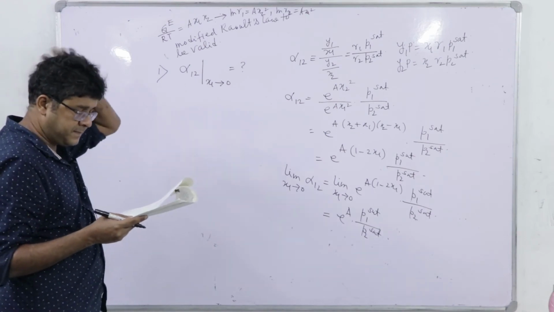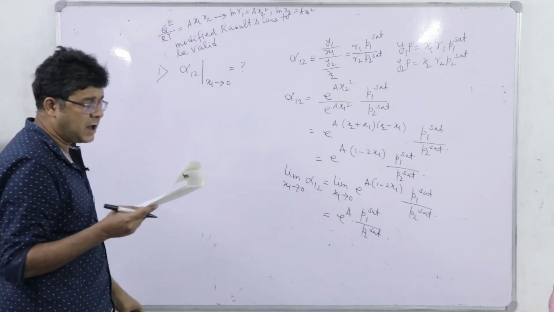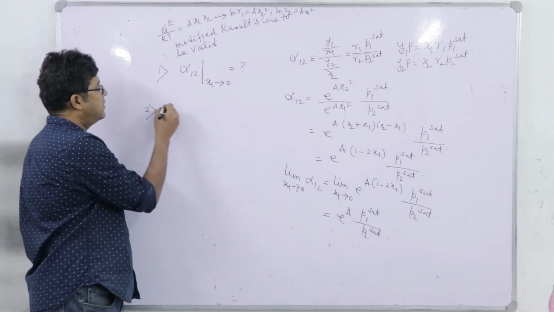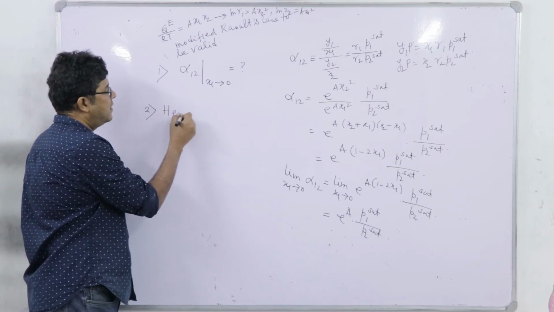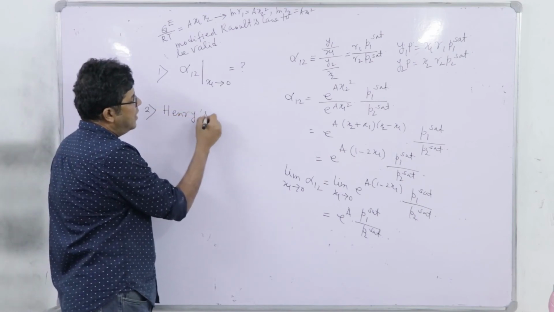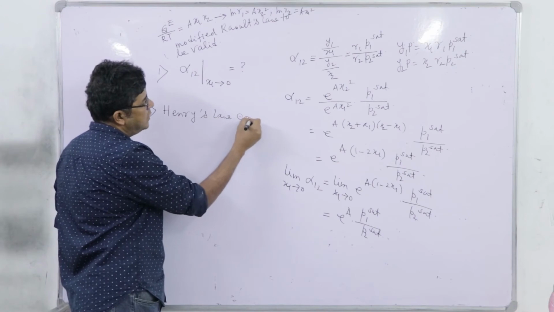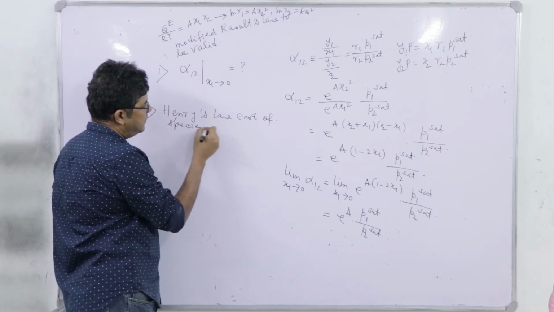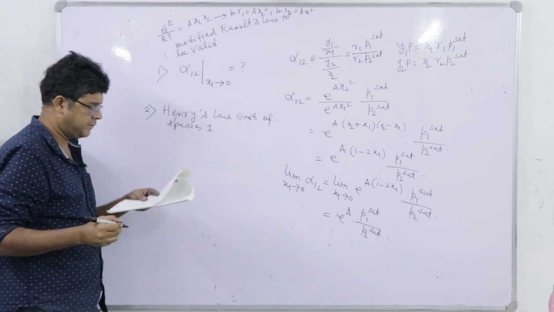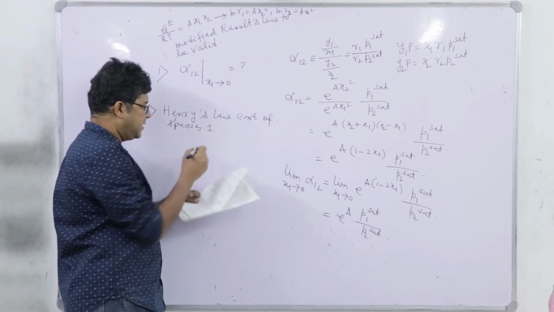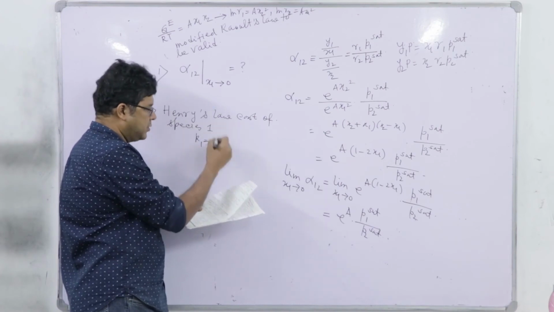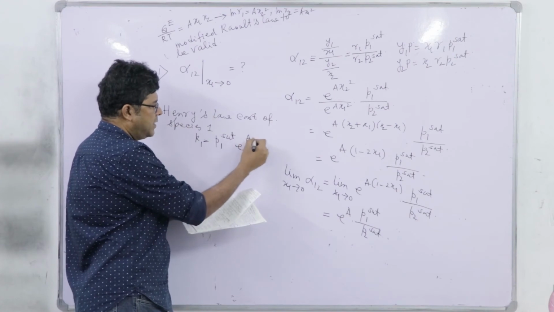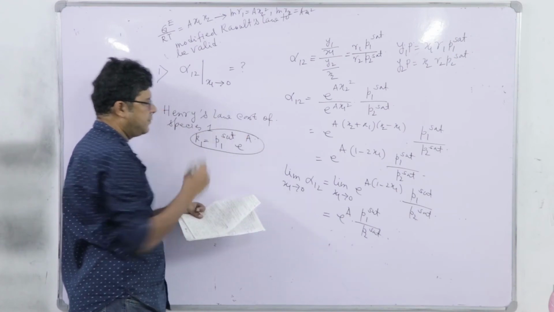Next, Henry's law constant of species 1. Second, Henry's law constant of species 1 is given by K1 is equal to P1 sat into e to the power a. So that we have to prove.